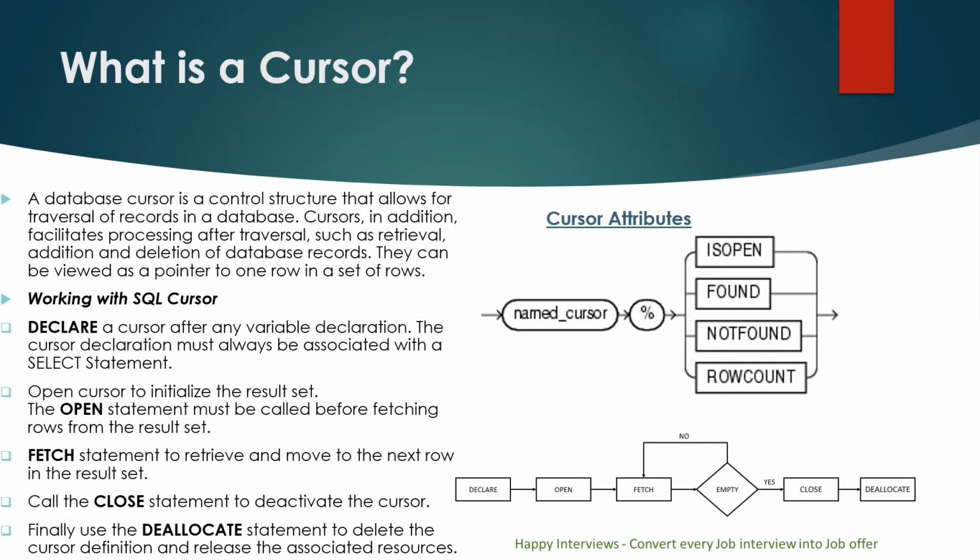SQL cursor follows the below cycle: declare a cursor after any variable declaration. The cursor declaration must always be associated with a select statement. Open the cursor to initialize the result set. The open statement must be called before fetching rows from the result set. Use the fetch statement to retrieve and move to the next row in the result set. Call the close statement to deactivate the cursor. Finally, use the deallocate statement to delete the cursor definition and release the associated resources.